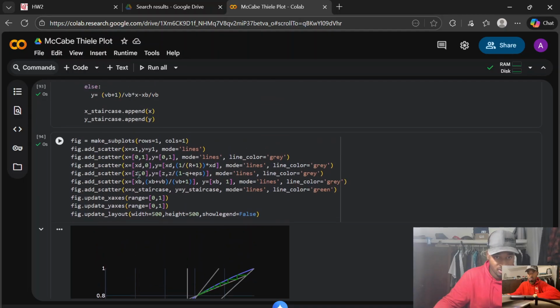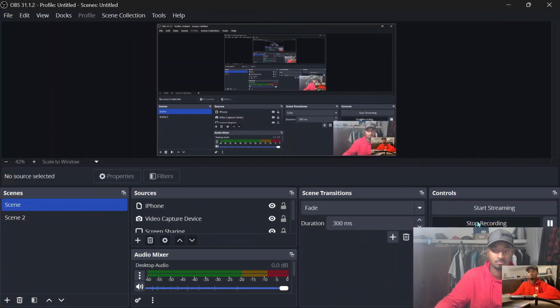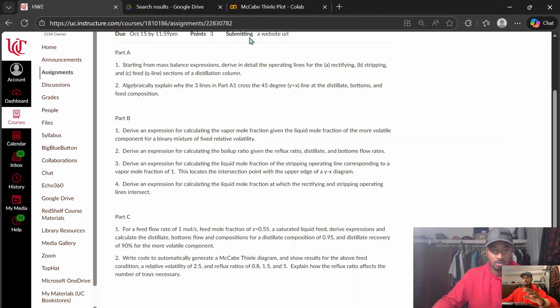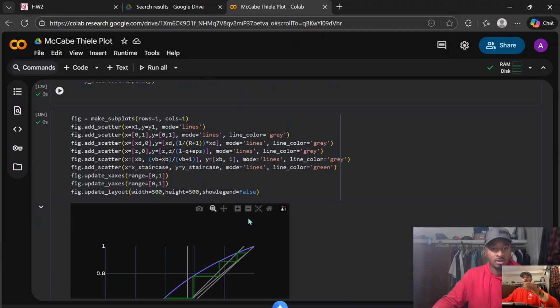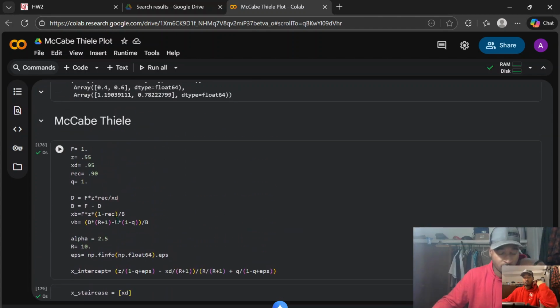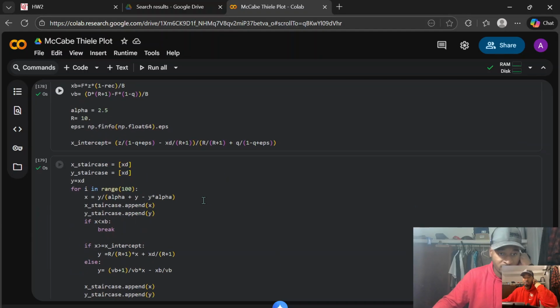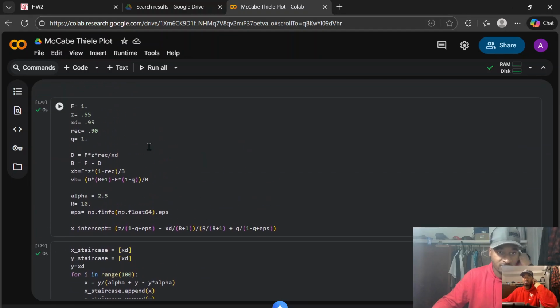Something I do want to check is my Q line. All right, so after relooking at the code, I was able to somewhat figure out what was happening. I believe there was some error associated with me putting parentheses around this term. I'm not too sure why Python was so sensitive to that.